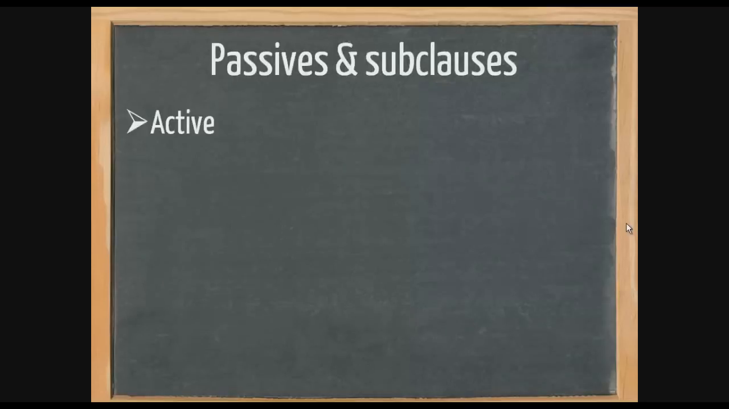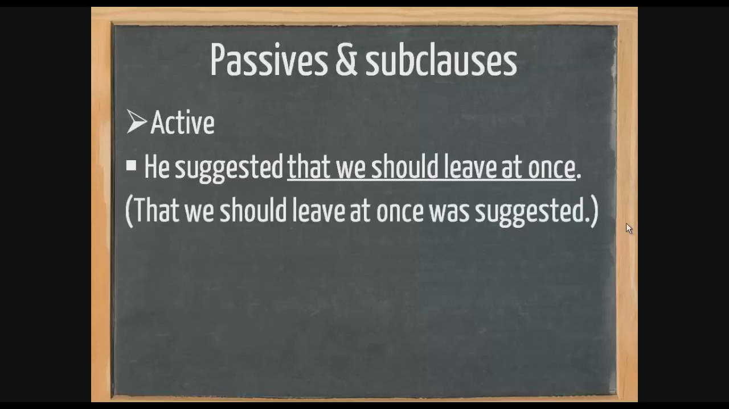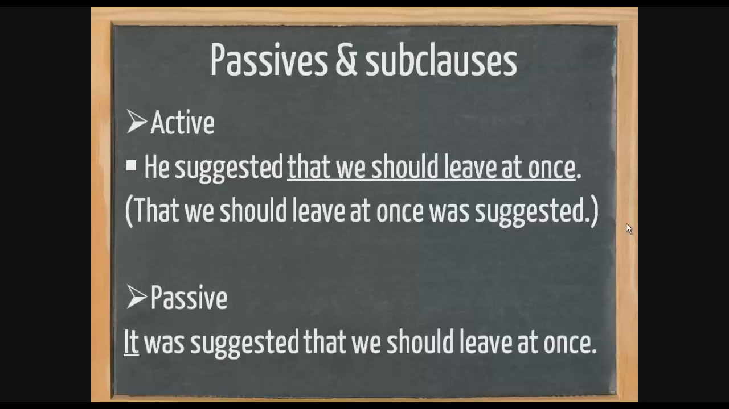Let's have a look at passives and subclauses. He suggested that we should leave at once. That we should leave at once is a subclause. Now, a subclause is a piece of a sentence that cannot exist on its own. So if we were to change it, we would say that we should leave at once was suggested. But that's a bit weird.